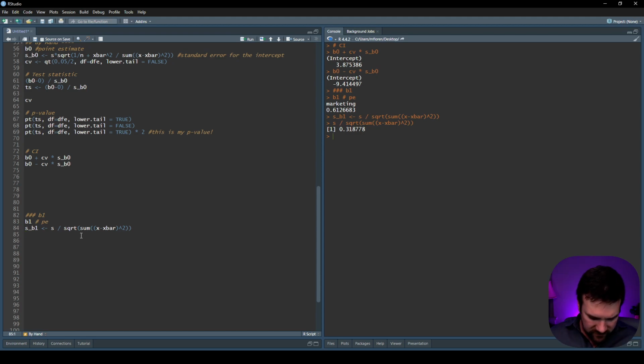And then the critical value is the same one as I calculated above. I'm not going to worry about changing that. Again, we have the same degrees of freedom as the degrees of freedom for the error, and I'm using the same alpha level, so nothing's really changed here for the critical value.